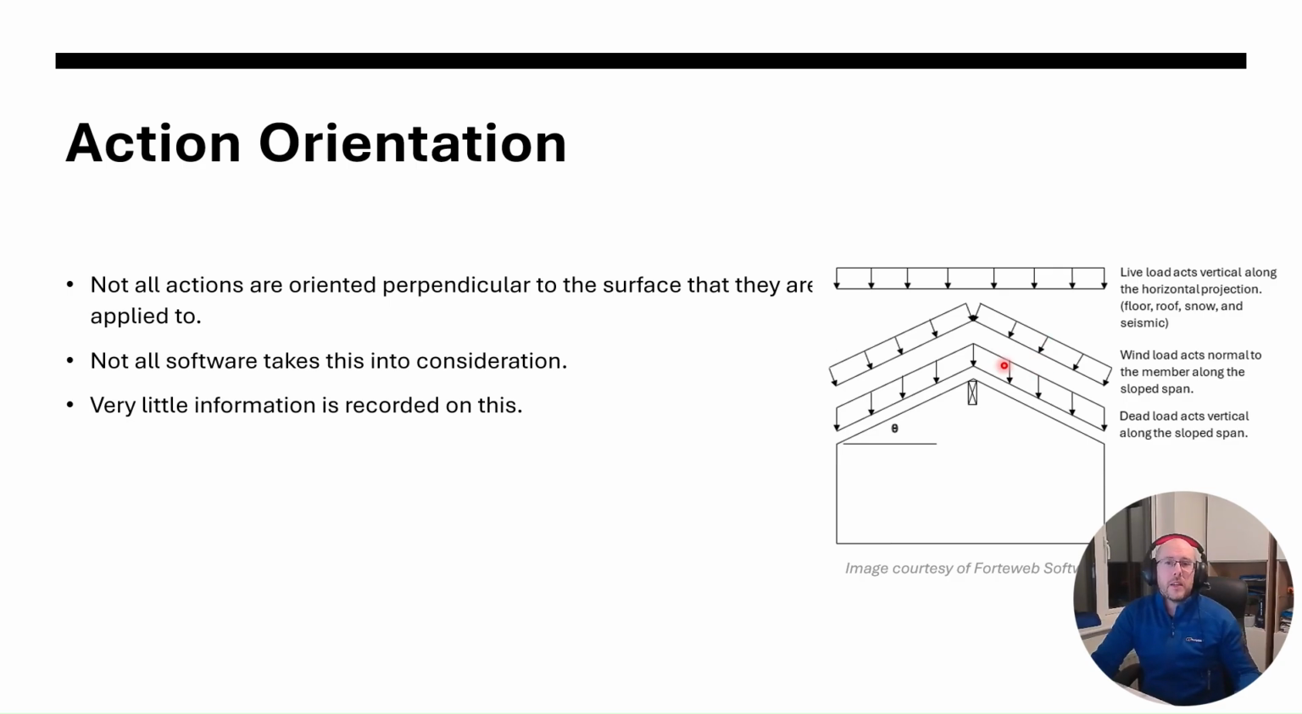Similarly, dead load such as self-weight and items like that are along the member but in the vertical direction. So it's important to understand that different loads will have these different orientations applied to them, and to the best of my knowledge there's not a software out there that currently takes this into account.